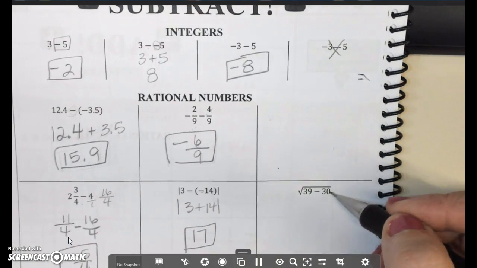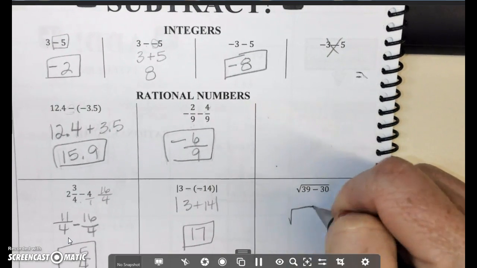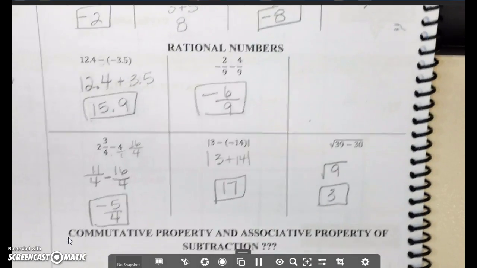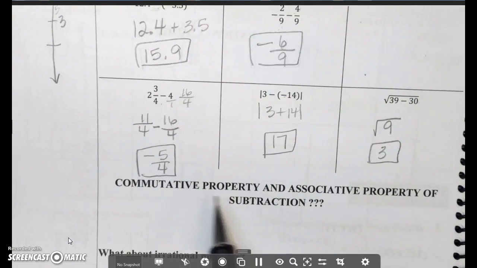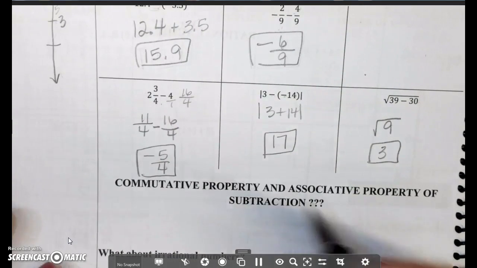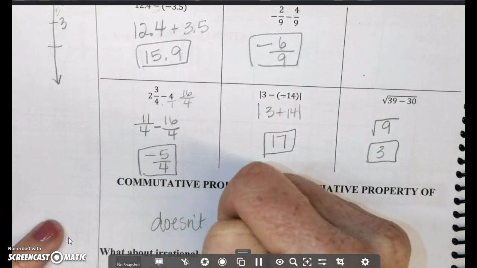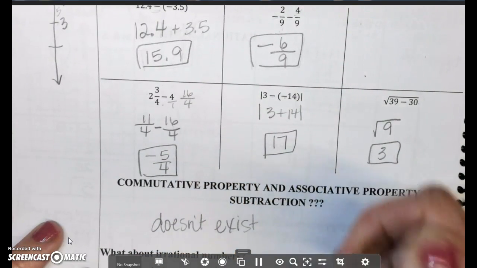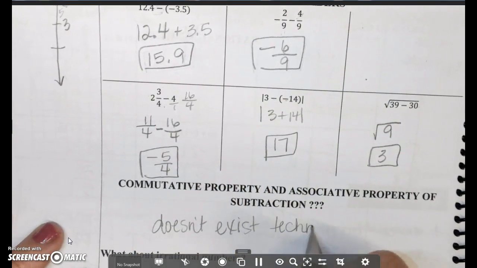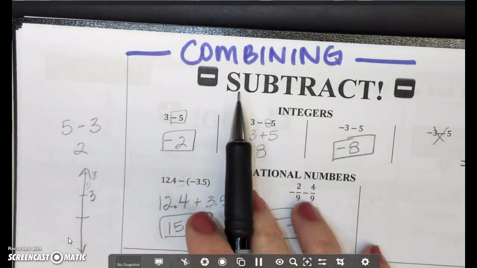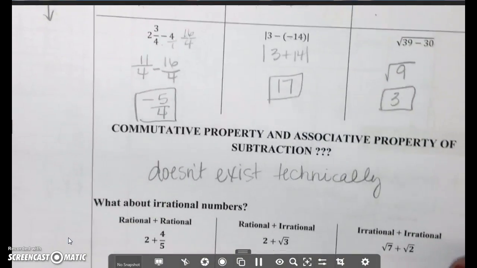Square root of 39 minus 30. It's pretty easy. Square would be square root of 9, and square root of 9 is 3. Okay? Is there an associative property and a commutative property of subtraction? No, it doesn't exist, right? Exist technically, I'm going to say. But if you think about the combining idea instead of adding subtracting, you can still apply the same rule to that.